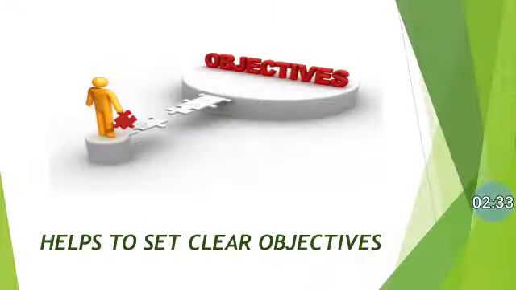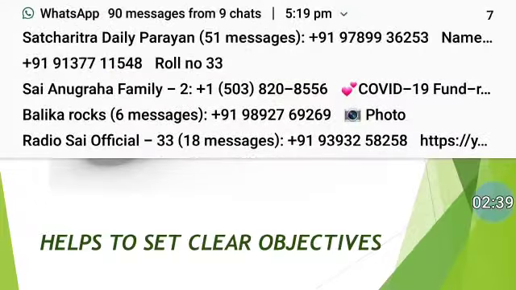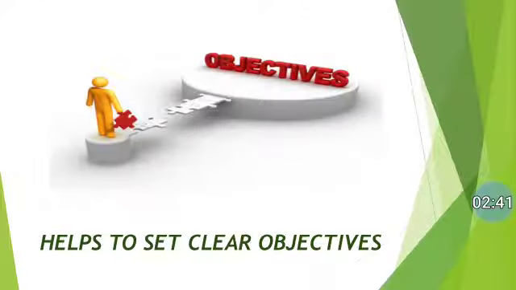So first point is helps to set clear objectives. Planning is goal oriented. It is the process which makes objectives more clear and specific. It helps managers to analyze the current conditions of the organization. With the help of planning, organization will be able to achieve their goals.